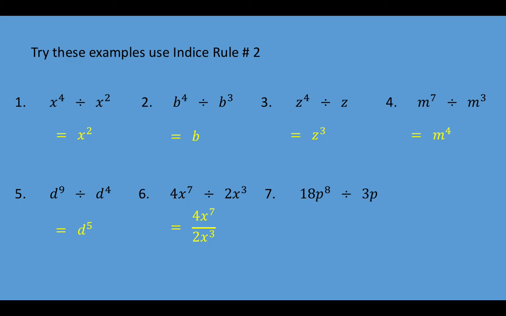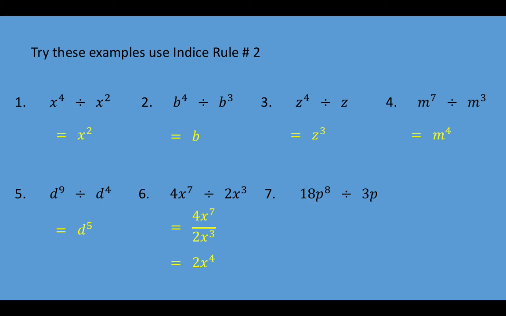And you can see that this calculation has 2 parts to it. We have to divide the numbers first of all, 4 divided by 2, and then we have to use Indice rule number 2 to do x to the 7 divided by x to the 3. Well, 4 divided by 2 is going to give us 2, x to the 7 divided by x to the 3 is going to give us x to the 4, so our final answer is 2 times x to the 4.